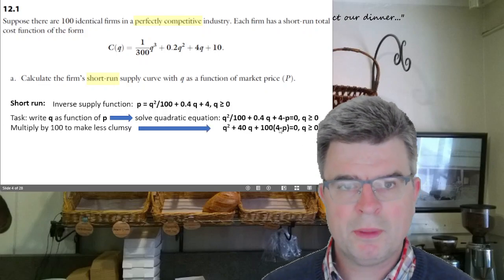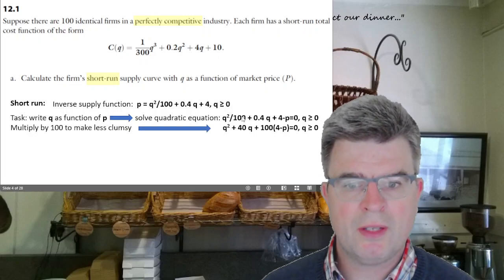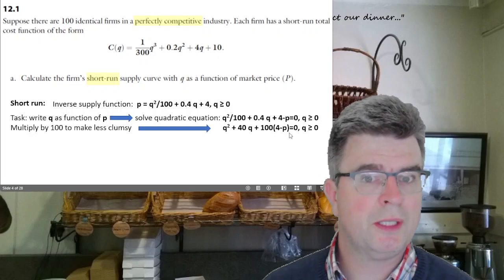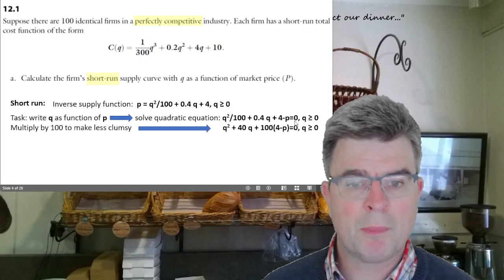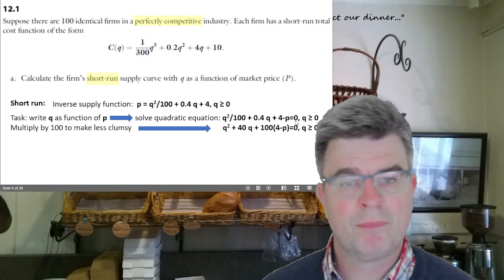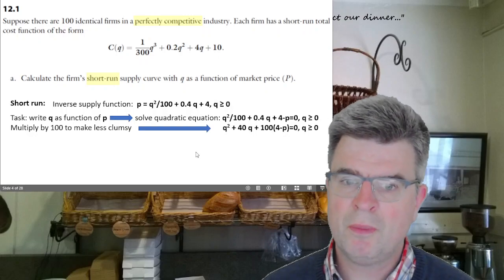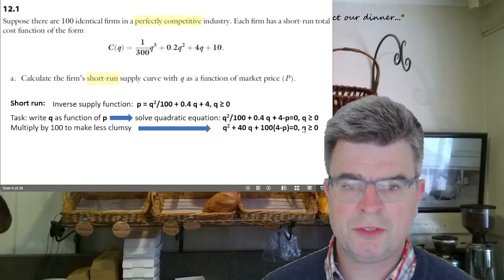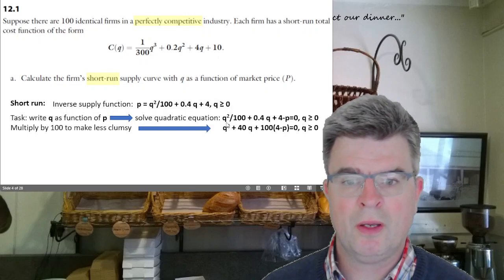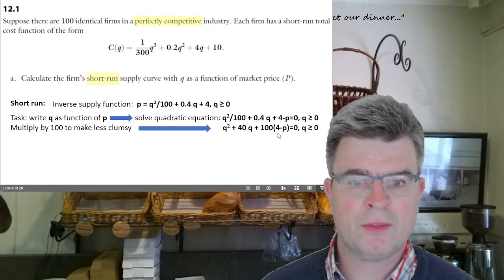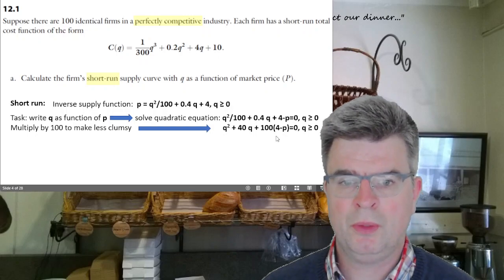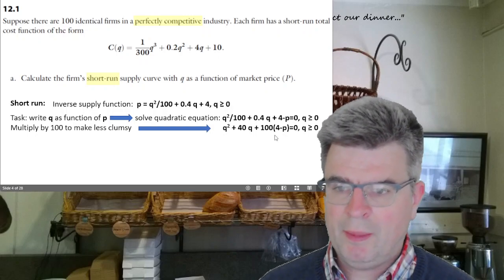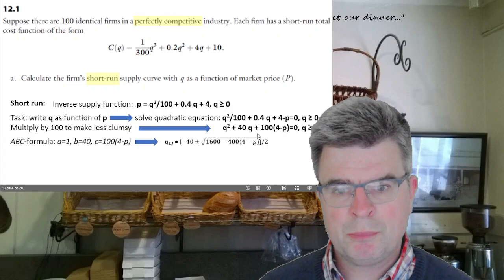Now, to make it a little bit less clumsy, we multiply the entire thing with 100, which we can do without any problem, because on the right hand side we have a 0. 0 times 100 is still 0. So if this holds, then this also needs to hold, where the left hand side and the right hand side are both multiplied by 100. Okay, so now we have the less clumsy equation.